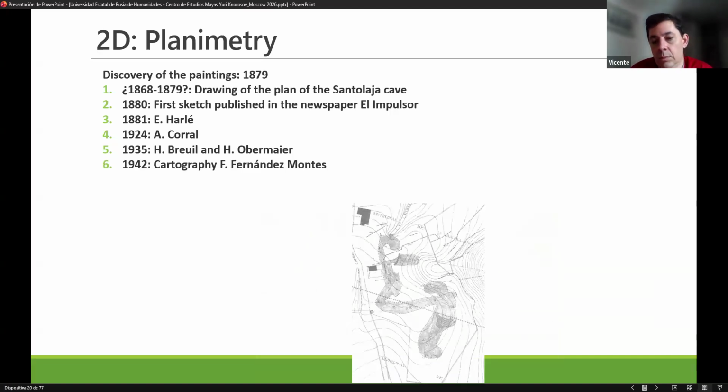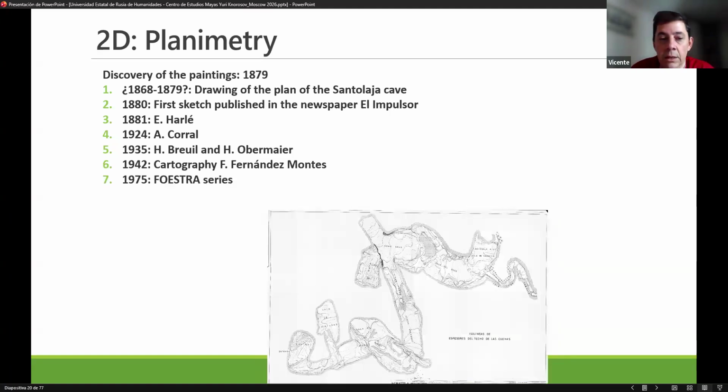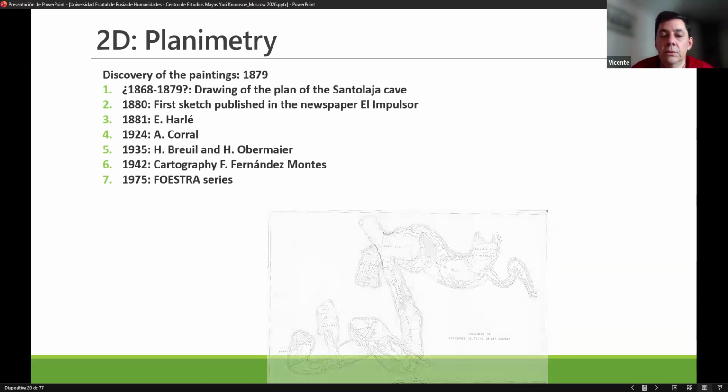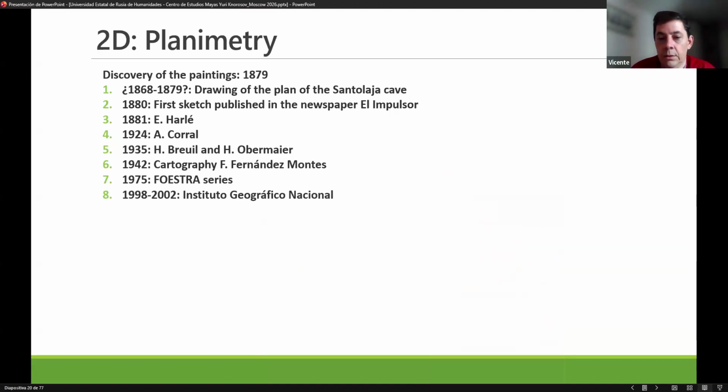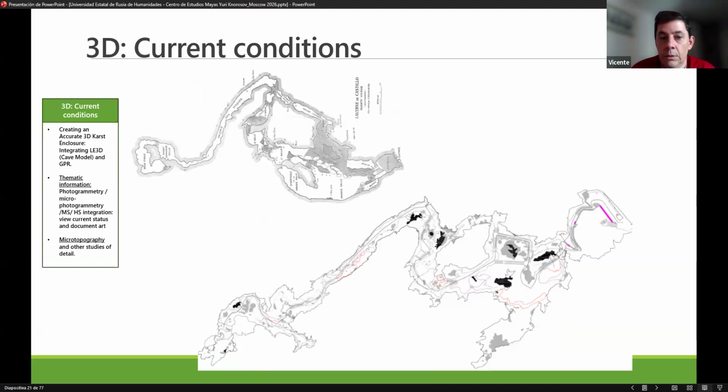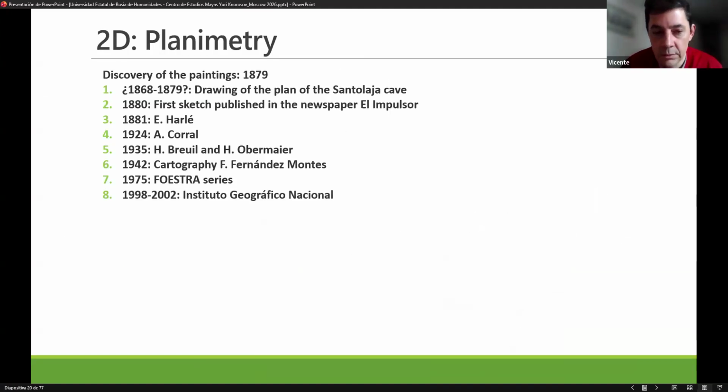In 1942 there is another plan that covers some parts. This is in 1975, with total station or tachymeter, more than total station. This is the 1998 plan, and I have a new one, but I didn't put it because I will show you later. So all the planimetry has changed.